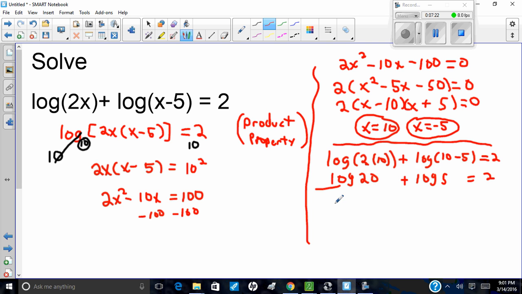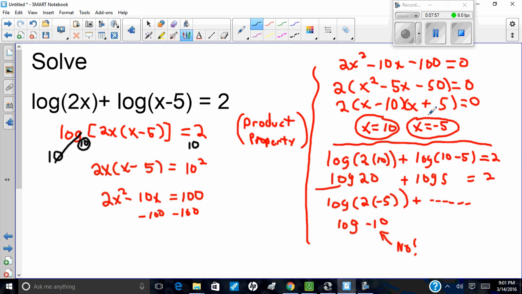Alright, let's check the next one, negative 5. So I have log base 10 of 2 times, with a simple substitution, plus... I don't have to go any further because right here I see this is log base 10 of negative 10. I can't have a negative number. Therefore, negative 5 is what we call our extraneous solution.